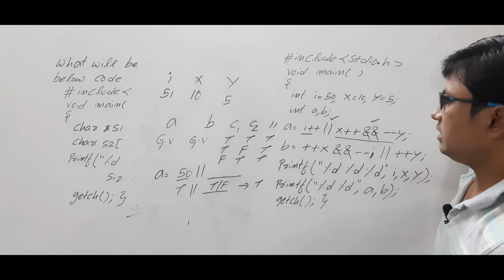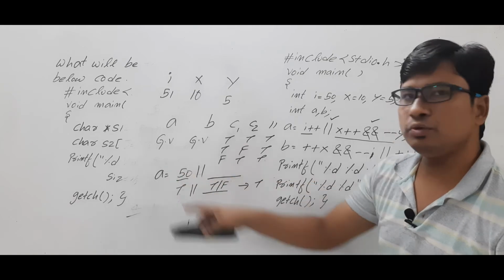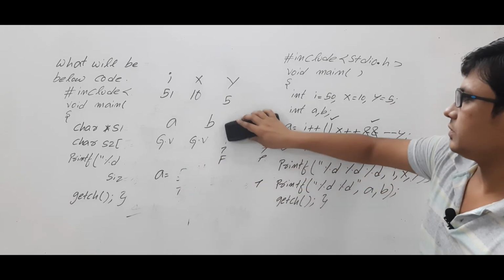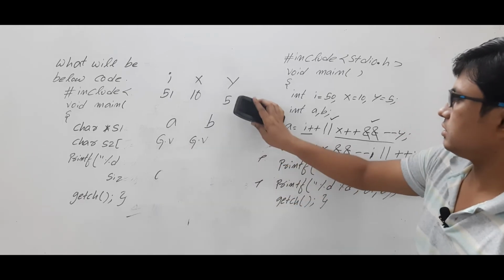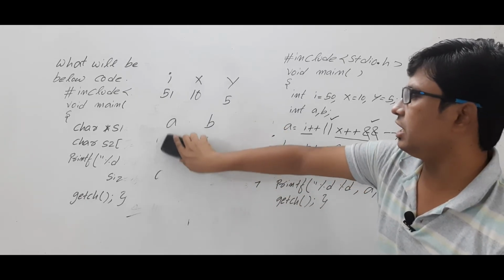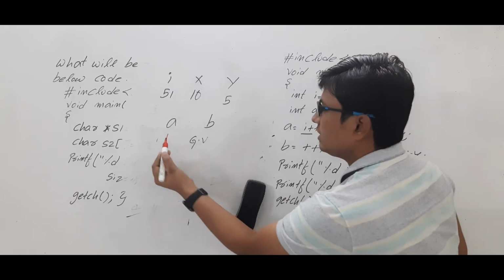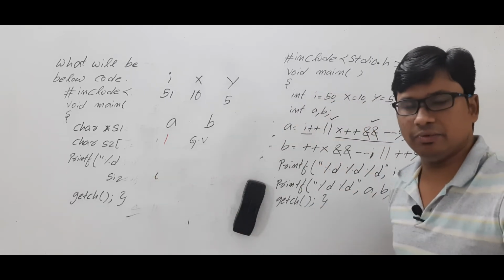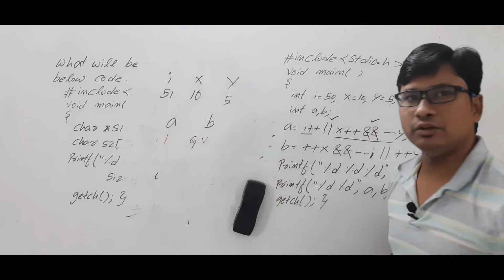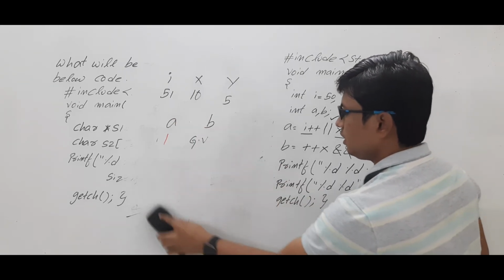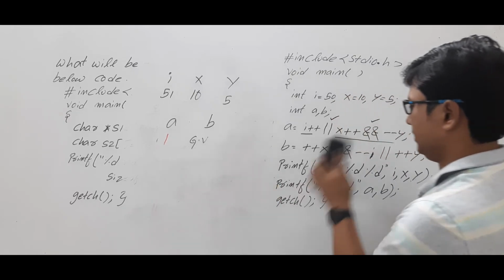Is it clear? So this true means that a will get the value 1. Are you able to understand it or not? So in place of the garbage value, a will get the value 1. If the condition was false, then a will get the value 0. Is it clear? Now let me check the next statement.